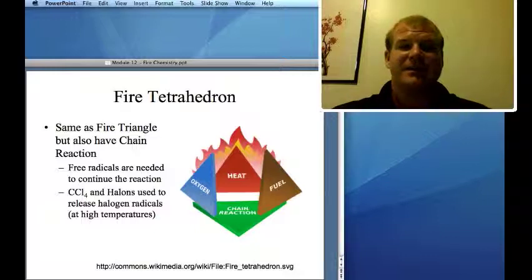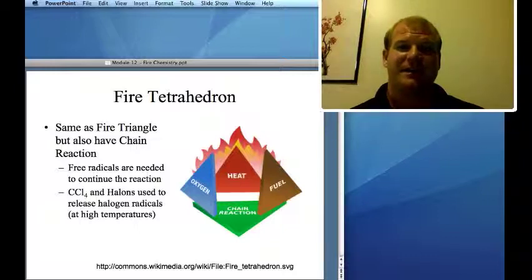The tetrahedron is the same as the fire triangle, except there is the chain reaction. The chain reaction allows the fire to propagate, and so the free radicals are needed, and certain fire agents like halons and carbon tetrachloride can prevent these radicals.